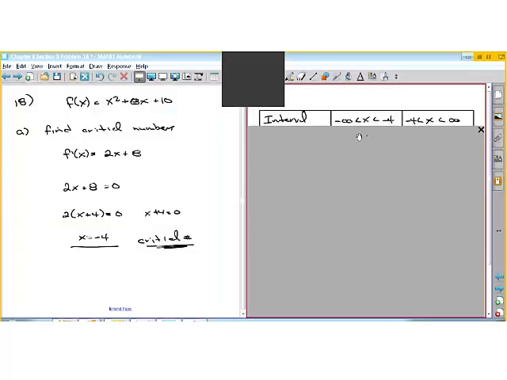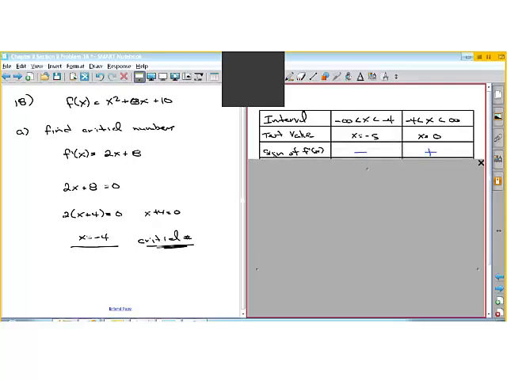Next thing we do is make our table. Again, we have just 2 intervals because we have one critical number. So our intervals are from negative infinity to negative 4, and from negative 4 to positive infinity. We pick test values within those intervals. So negative 5 is the next whole number that's less than negative 4, and we put 0 in here. We don't use negative 3 just because it's easier to evaluate the derivative.